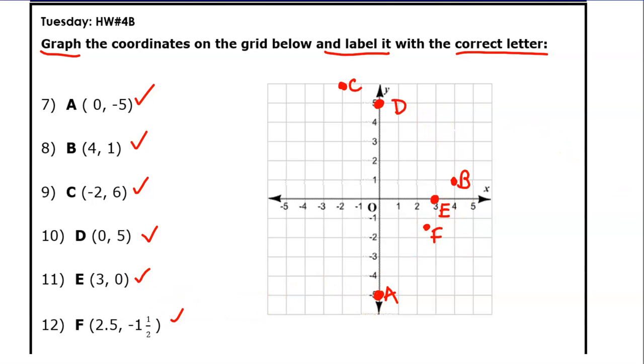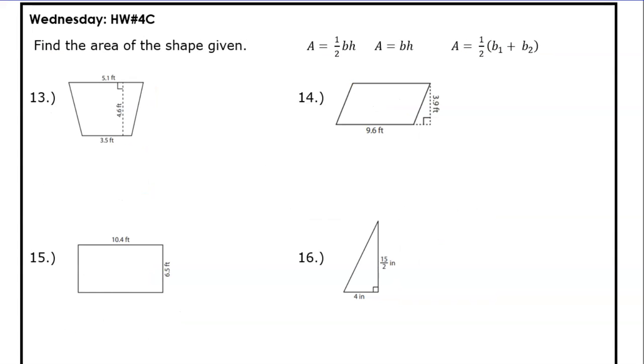The third box asks you to find the area of the given shape. So I really only need to see two things on your paper. One is the correct formula with the substituted numbers, and then a final answer. I expect all the math to be done by your calculator.